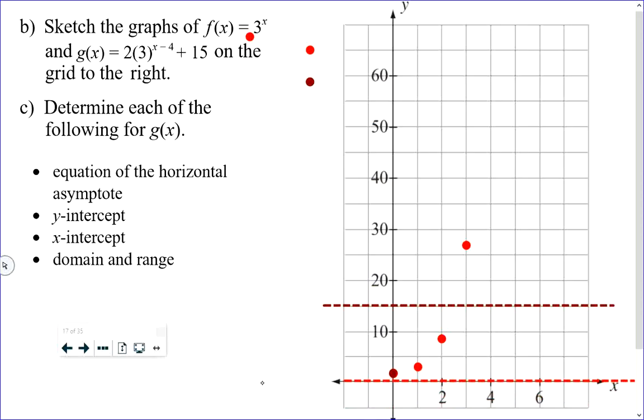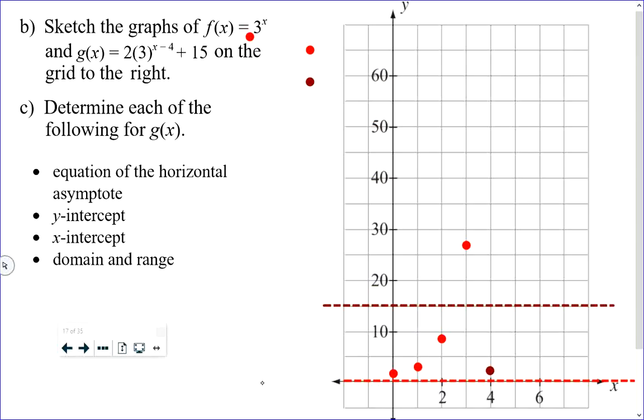We're going to take this point and double the vertical distance. So the original point on 3 to the x is at 1. I double 1, I get 2. And I want you to note that this point is at y equals 2, but more importantly, it's 2 above that asymptote. Okay? I'm going to shift it 4 units to the right, and then I'm going to shift it 15 up. Well, if I shift it 15 up and the y-coordinate is 2, the new y-coordinate will be 17. Yes?